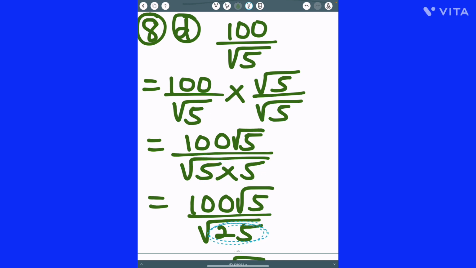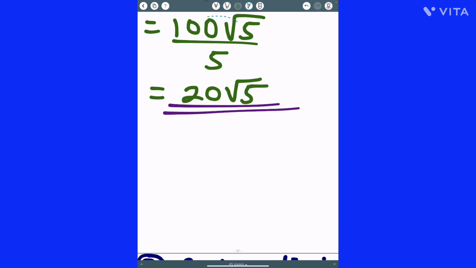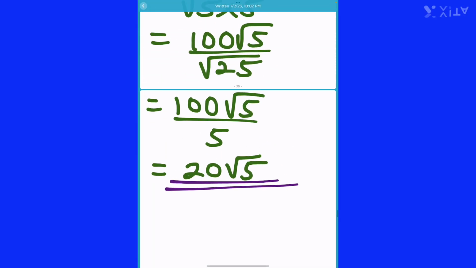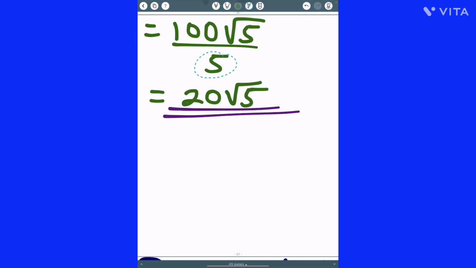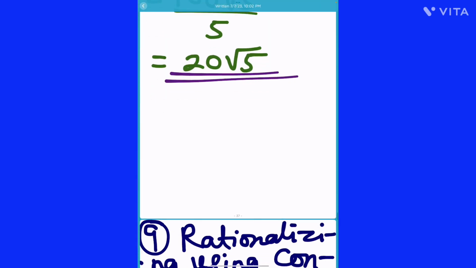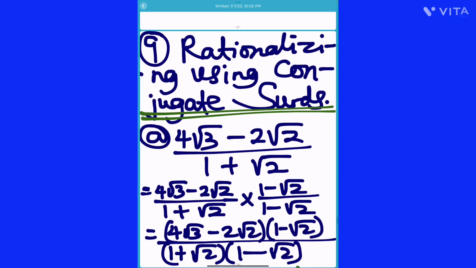5 times 5 under 8 gives me root 25. So 100 root 5 over root 25 is the same thing as 100 root 5 over 5. So this is 5. 5 in 100, that's what? 20. So this gives me 20 root 5. Exactly. That's all for question 8.